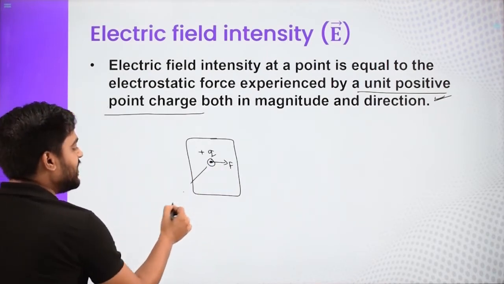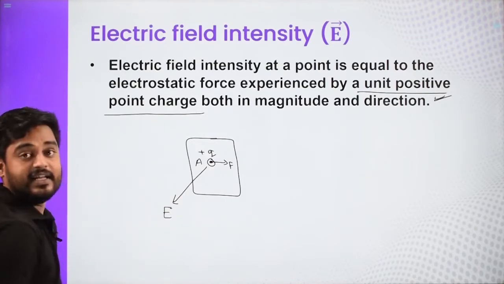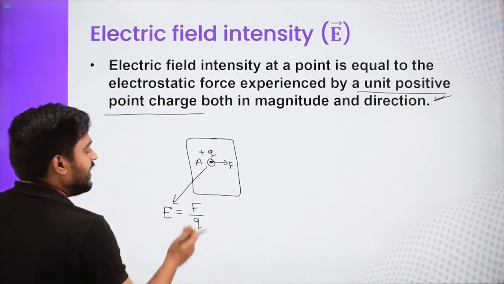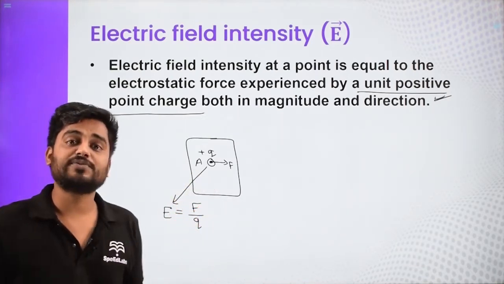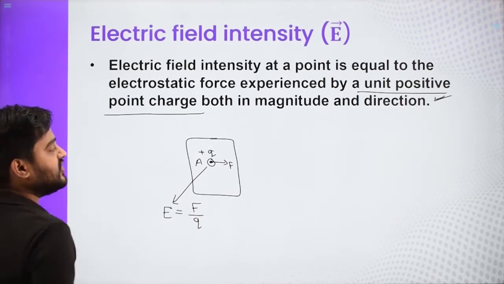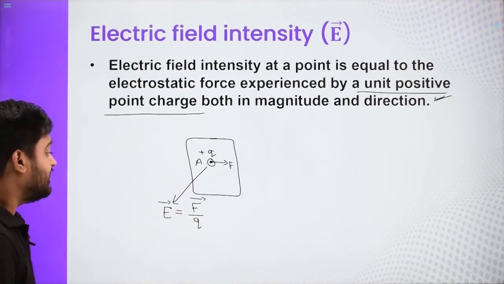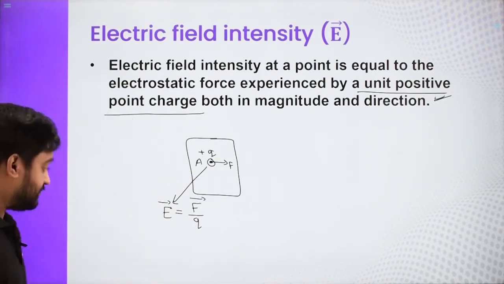Then at this particular point, let us say this point is A, then you will say electric field intensity at point A is nothing but force experienced per unit charge. So F force is experienced by Q charge. So we will say F by Q is force per unit charge. And what about the direction? Direction of force and direction of electric field is same, given that this charge is positive. We cannot apply it for negative charge.